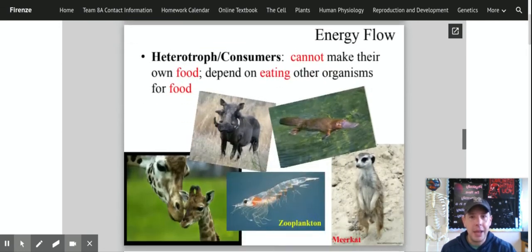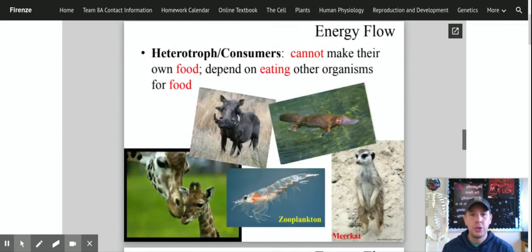Now, consumers cannot make their own food. Okay, consumers consume food. You are a consumer. Bones used to be a consumer. So consumers cannot make their own food. We have to consume our food and get our energy from other places, because that's what food is. Food is energy when we eat.